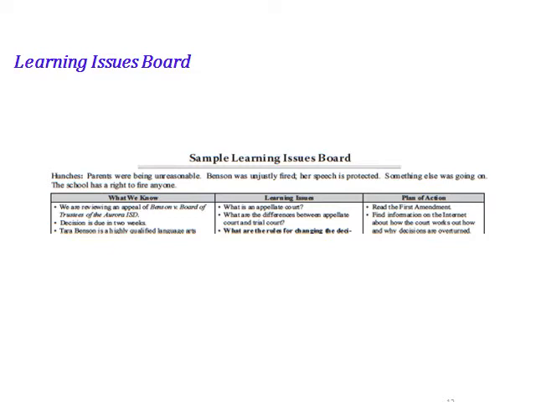Students then complete the Learning Issues Board, listing the information they know and questions they need to answer in order to understand the situation better. Students then prioritize their questions, selecting the top 4 or 5 they need to answer first, and they create a plan of action to find answers for those top priority questions. Then they're ready for the next stage of the problem, inquiry and investigation.